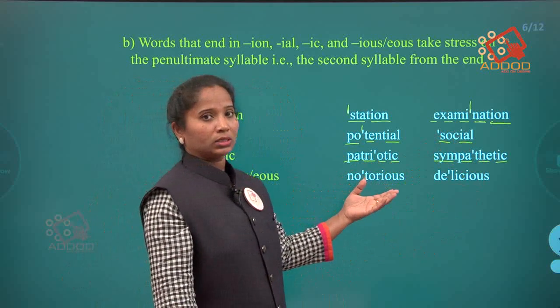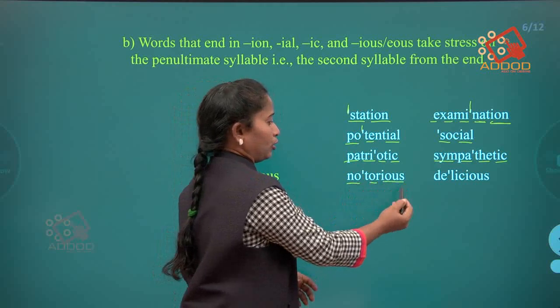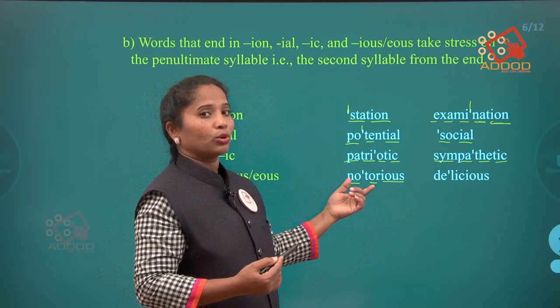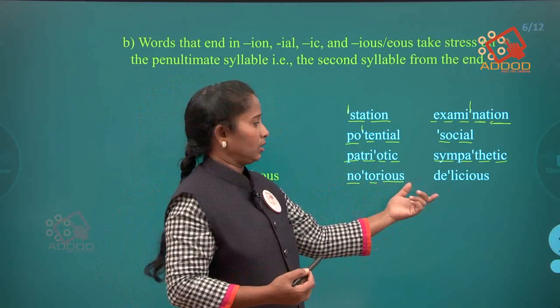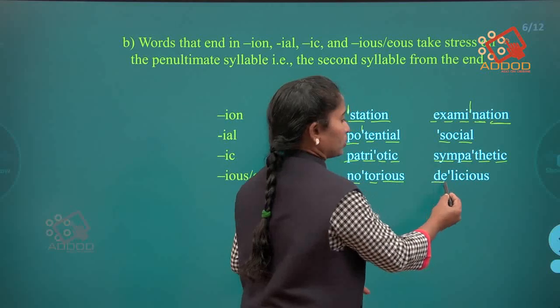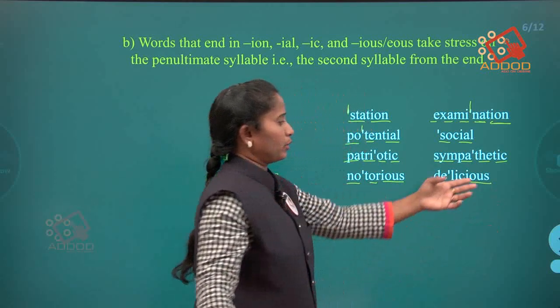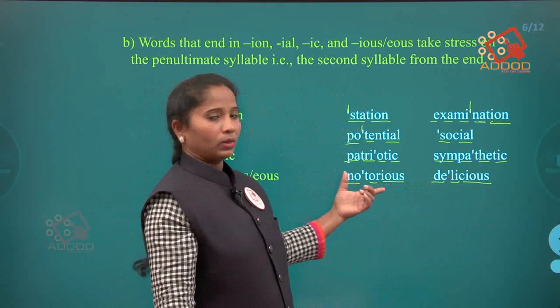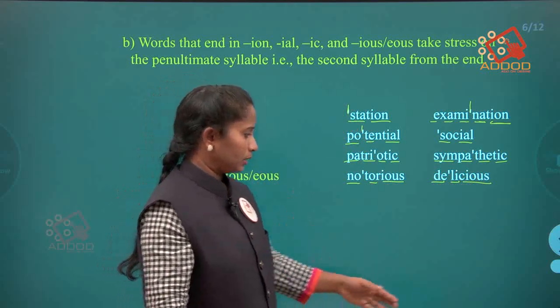Notorious. Okay. So how many syllables do you have? From the end, second syllable. So where do you have to stress? Notorious. Here, delicious. This should be pronounced normally, and you have to stress on this. Okay, so from the end, the second syllable. Delicious. Notorious. Okay, this is how you have to pronounce vocabulary correctly.